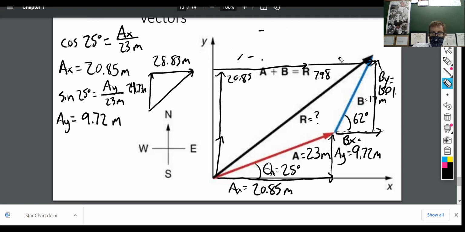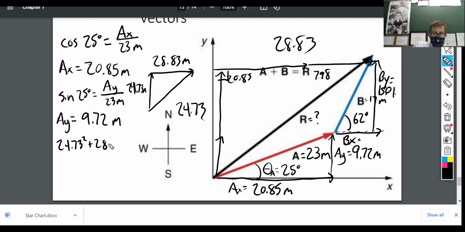We'll get rid of some of this work in here and make it a bit more clear. All right, so I had the sum of my x's, 28.83, the sum of my y's, 24.73. Those are now new legs of this right triangle, where now I can use Pythagoras' theorem to solve for R, right? So it's going to be 28.83 squared plus 24.73 squared equals R squared. Let's write that out down here. 24.73 squared plus 28.83 squared equals R squared.